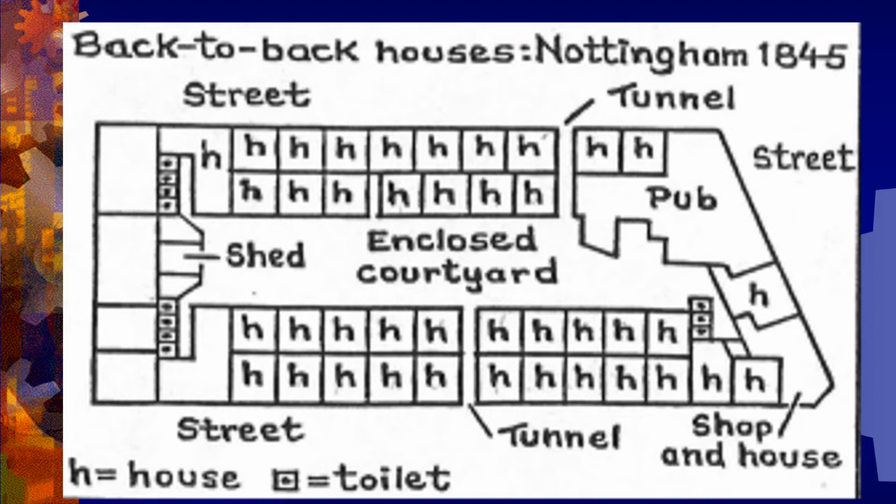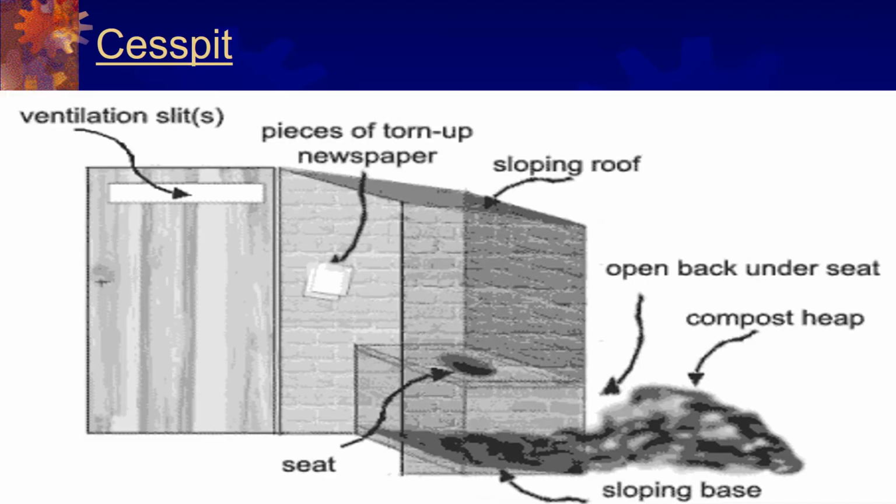You'll see it's got the enclosed courtyard that all the houses look onto. There's a shed, and then the smaller squares there are where the toilets would be located. You also have a shop and a house further up as well, and tunnels to enter the courtyard. Now again, you imagine this amount of people living in such a small space, all cramped in, all needing to share a toilet, it's going to cause massive, massive issues.